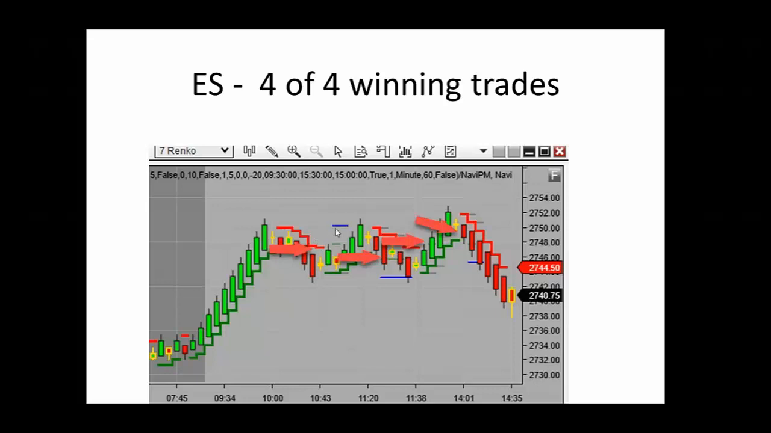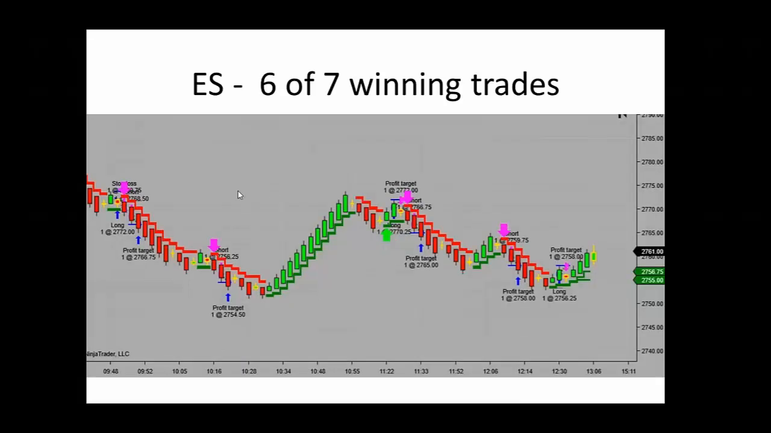But this is an example on this particular screen where we had 4 trades, and each one of them hit a modest profit target. Actually, it was a 10-tick profit target on the E-mini. So 4 out of 4, based on how we were set up that strategy. Here's a case too where we had a number of strategies running, and we had 6 out of 7 winning trades.